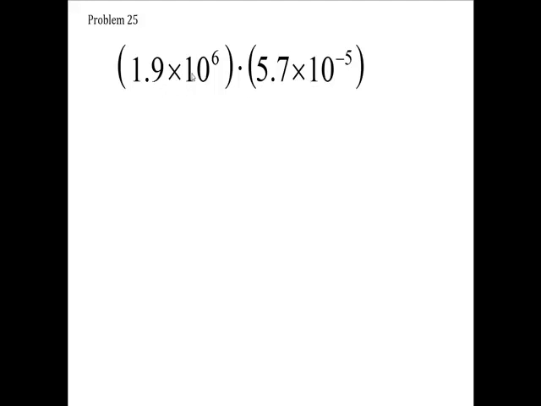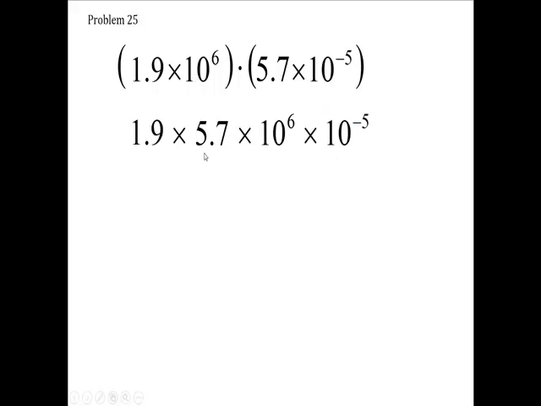1.9 times 10 to the sixth times 5.7 times 10 to the minus 5. Okay, we're going to rearrange these numbers. Start off with the 1.9 and then put your 5.7 next to it. And then the other numbers are going to come next, 10 to the sixth and 10 to the minus 5.